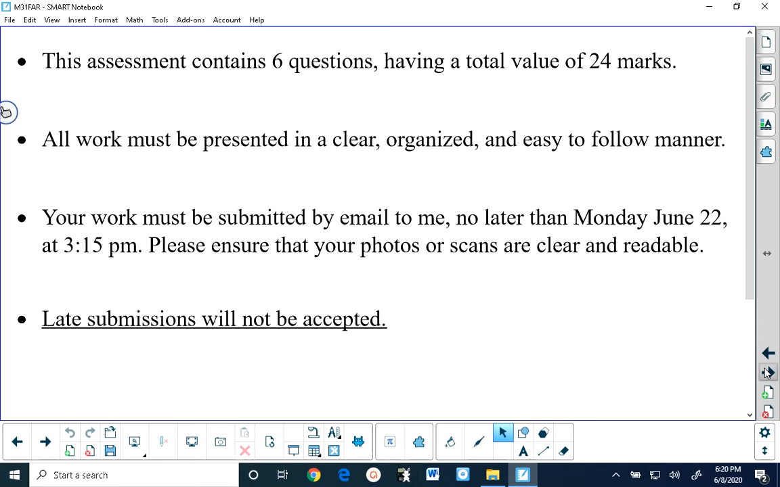Make sure they're readable. No later than Monday, June 22nd at 3:15. So at 3:15, that's literally everybody, that's the cutoff. I'm not going to be marking anything that comes in after that. You have a total of 2 weeks to complete this assessment, and there really ought to be no reason why you can't find time to do it.